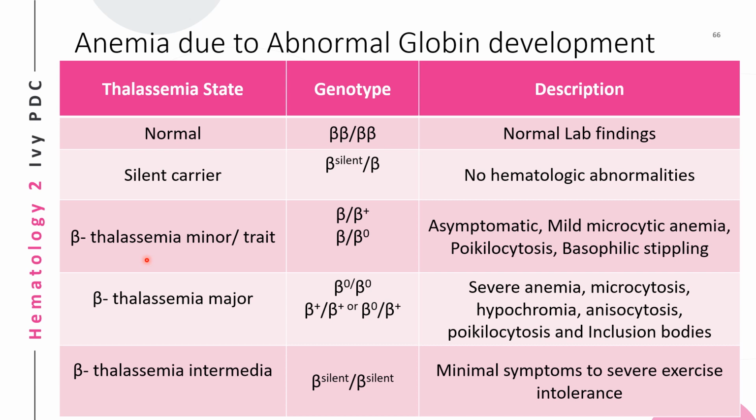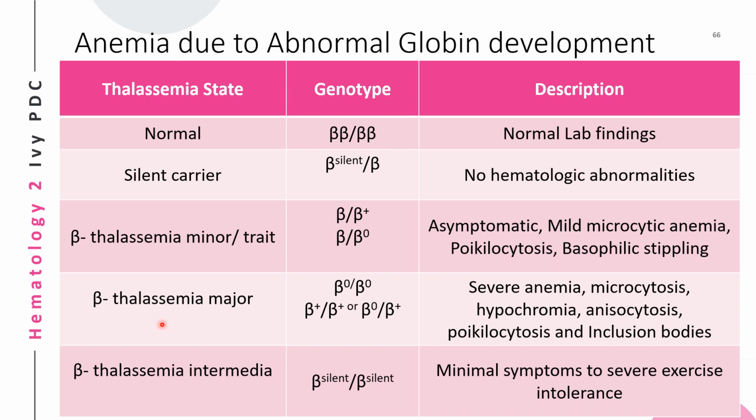The second one is beta thalassemia minor, also called the beta thalassemia trait, which results when one of the beta globin genes is affected by mutation, either decreased production, which is noted by the plus sign, or an abolished production, which is noted by a 0 sign, whereas the other beta globin gene is still normal. It usually presents a mild asymptomatic anemia. The red blood cells are microcytic and hypochromic with poikilocytosis. Basophilic stipplings may also be seen if the right stain is used on the peripheral smear.